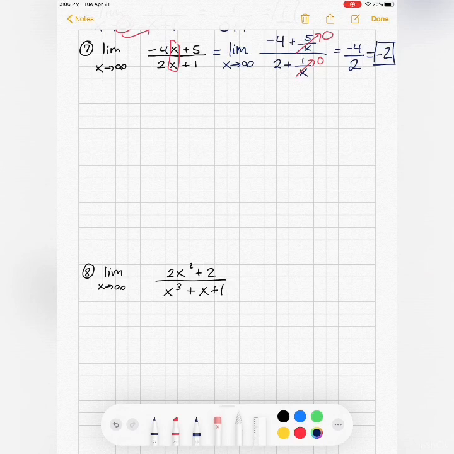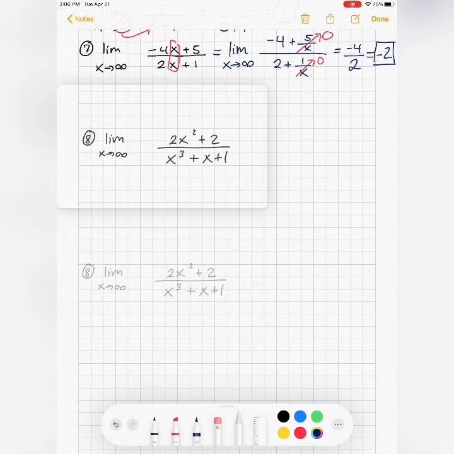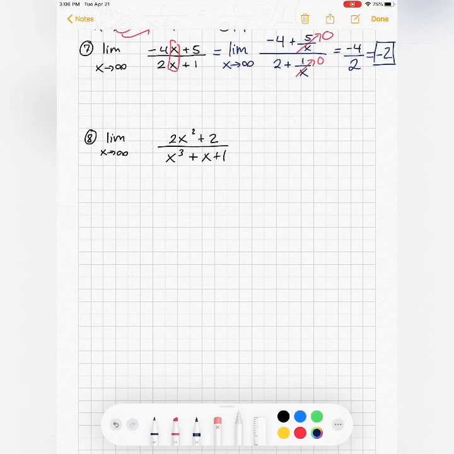Okay, what about number 8 here? Okay, so again, first thing I do, I notice I'm looking for a limit at infinity. That means I'll be able to tell you the answer immediately just by looking at the leading terms. Okay, looking at the horizontal asymptote.